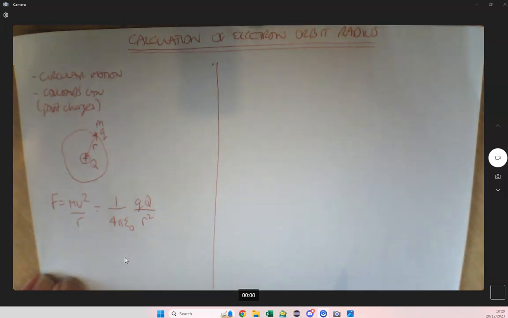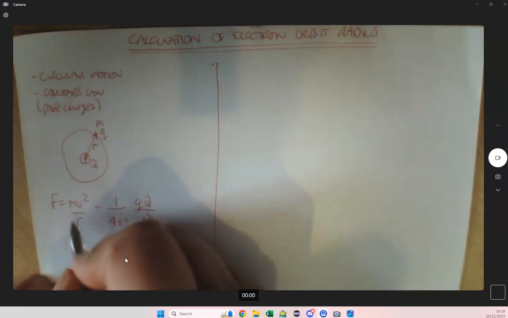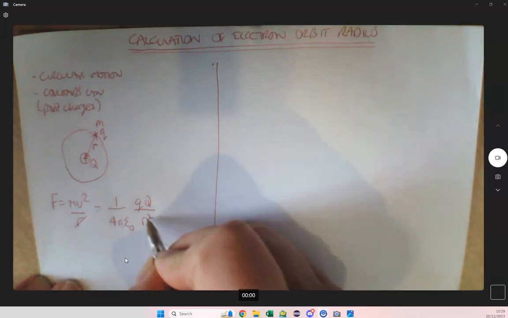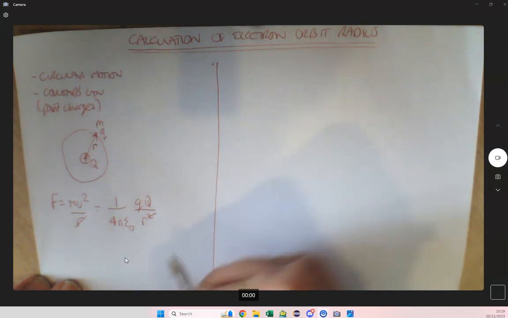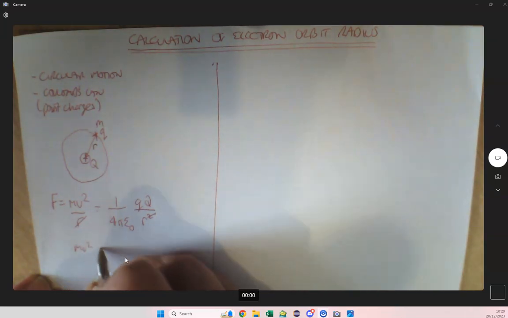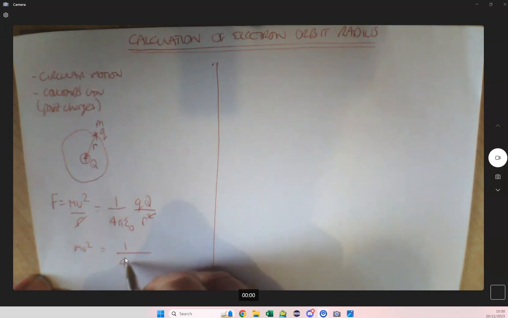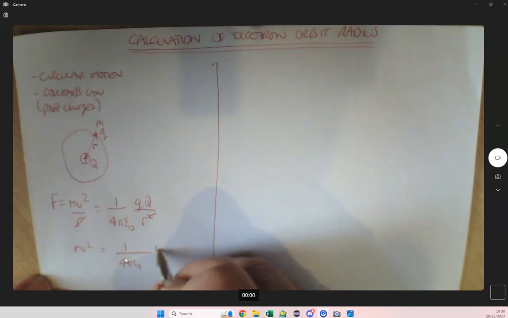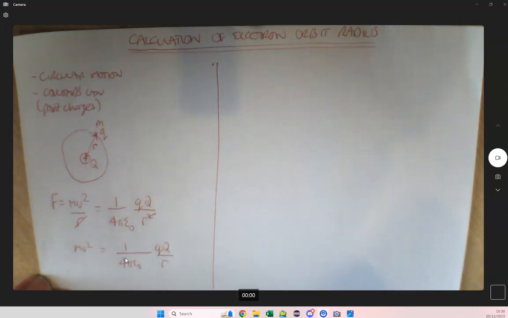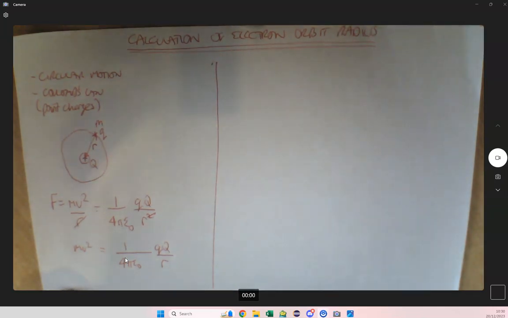Actually, I want to simplify it just a little bit first. So let's have a look at what I can do. If I look at this, I can obviously cancel through that, and I can cancel through that. So that gives me mv squared is 1 upon 4 pi epsilon naught Qq upon r. Alright, I'll stop there for now.